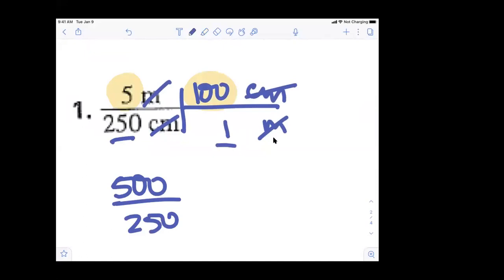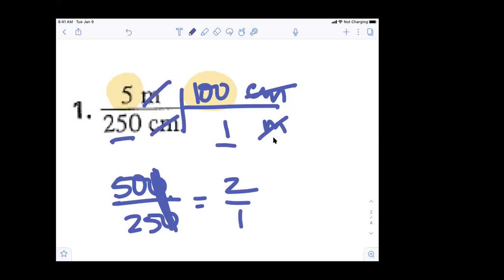The last step though is this needs to be a simplified fraction. So I need to simplify this as much as possible. Off the top of my head, I see that they both have a 0, so I'm going to cross off that 0. So I'm left with 50 over 25. I know those at least have a factor of 5, but I think it has a factor of more. So I'm going to try 50 divided by 25. Oh, it does divide evenly. That gives me 2 over 1.